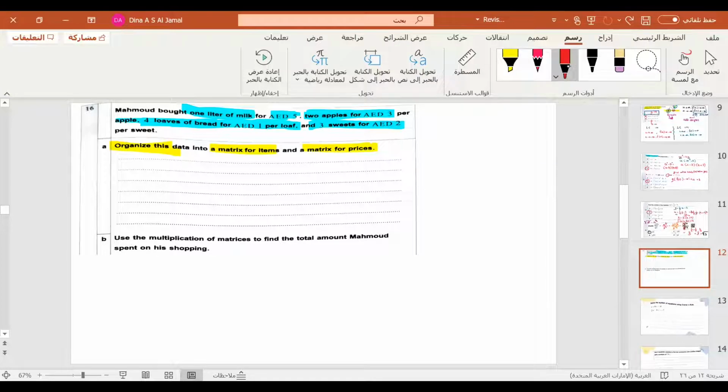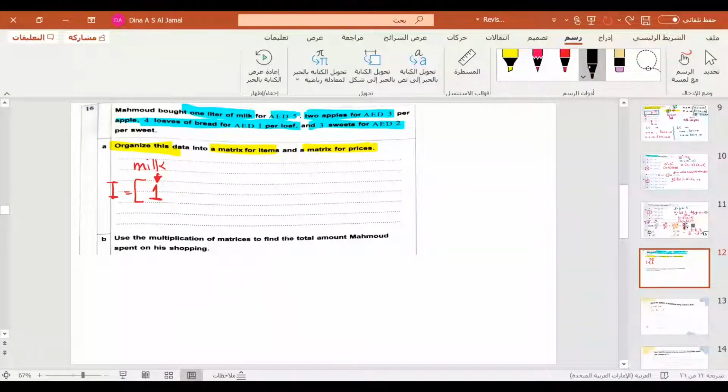So let's think of the items first. What are the items that he bought? First of all, we will take each item with the amount. So he bought milk. So let's organize it like this. I will think of a matrix that will organize the data for me. So here I will put the data for the milk. So I can use item. It could be I, for example. So the milk, he bought 1 liter.